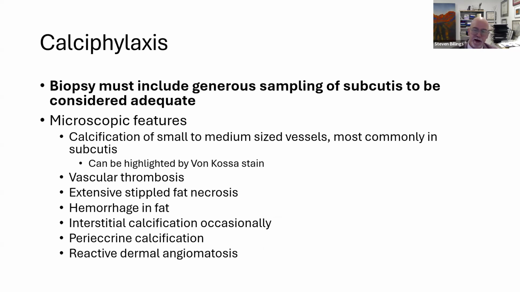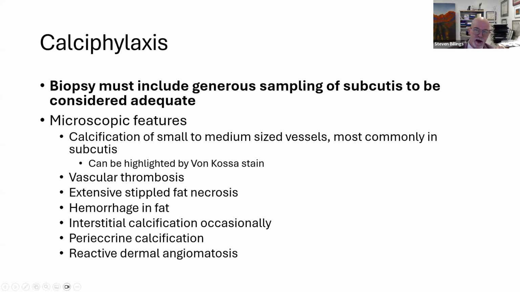Importantly, to diagnose calciphylaxis, you need to have a generous sampling of the subcutis. A shave biopsy or a punch biopsy may not be diagnostic, so you need a good, generous sampling of the subcutis. Microscopically, you see calcification of small to medium-sized vessels, most commonly in the subcutis. And if you're having trouble recognizing it on routine histologic examination, you can do a von Kossa stain to highlight the calcium. Other common features: vascular thrombosis, this characteristic stippled fat necrosis.